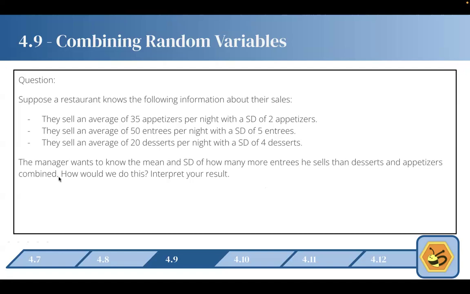Let's take a look then at this example. I want you guys to try and do this one. This is a little bit more tricky. The manager wants to know the mean and standard deviation of how many more entrees he sells than desserts and appetizers combined. So how would we do this? So try it out on your own. If you have a calculator with you, you're welcome to use it, although you probably don't necessarily need it for this one. So give it a shot and put your answer in a spoiler.